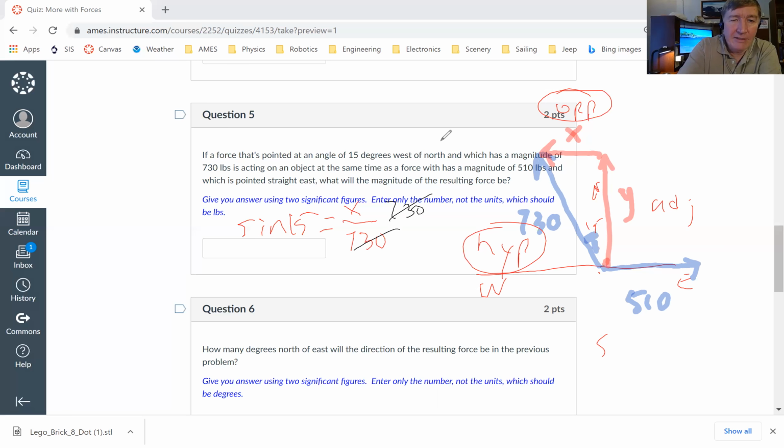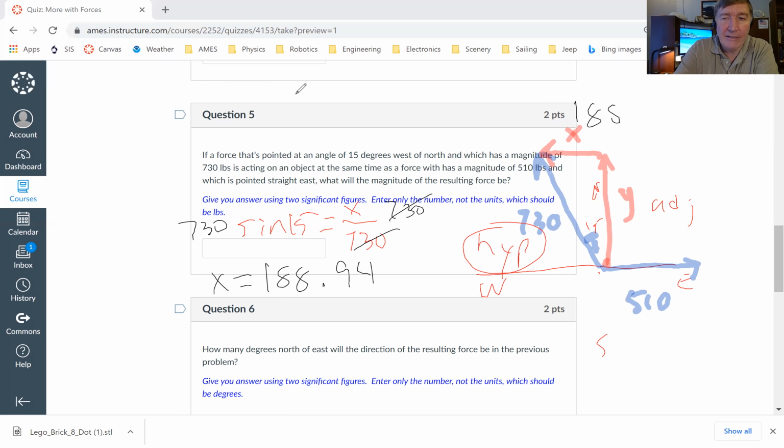So that cancels that. So I get 730 over here. Okay, so 730 times the sine of 15. Okay, so when I do that, I get that x equals 188.94, which is more sig figs than we're allowed, but it's good to carry a couple extra sig figs. You don't want to go rounding off to 2 sig figs too early. You're going to get yourself in trouble. All right, so we now know that x is equal to 188.94. Okay. All right. So now I want to figure out what y is.